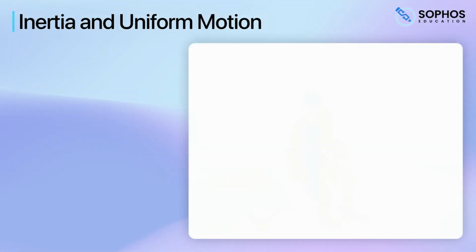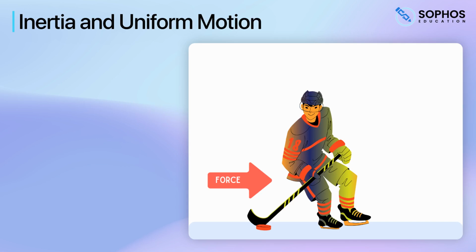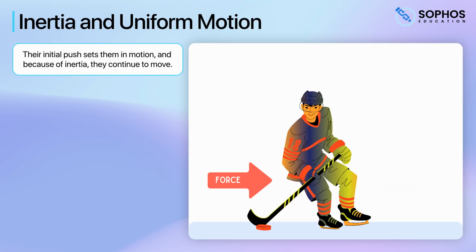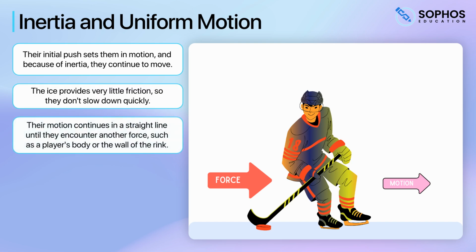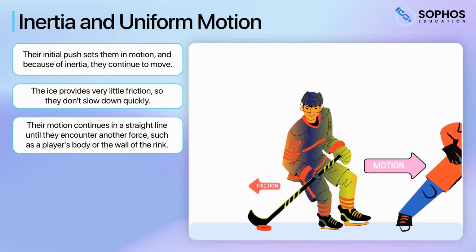Our next example is ice hockey players. They glide effortlessly on the ice once they start moving. Their initial push sets them in motion, and because of inertia, they continue to move. The ice provides very little friction, so they don't slow down quickly. Their motion continues in a straight line until they encounter another force, such as a player's body or the wall of the rink.